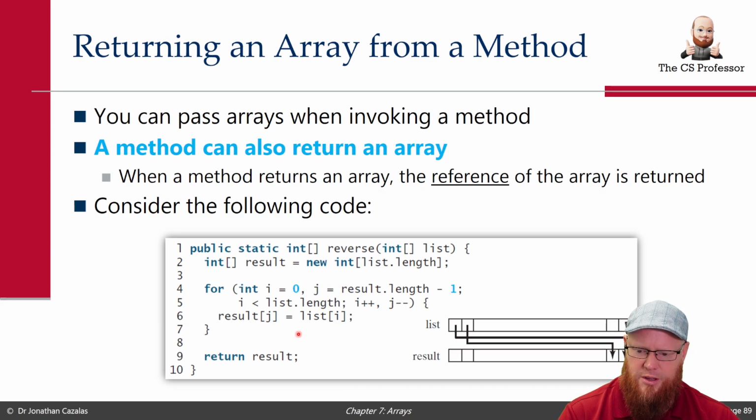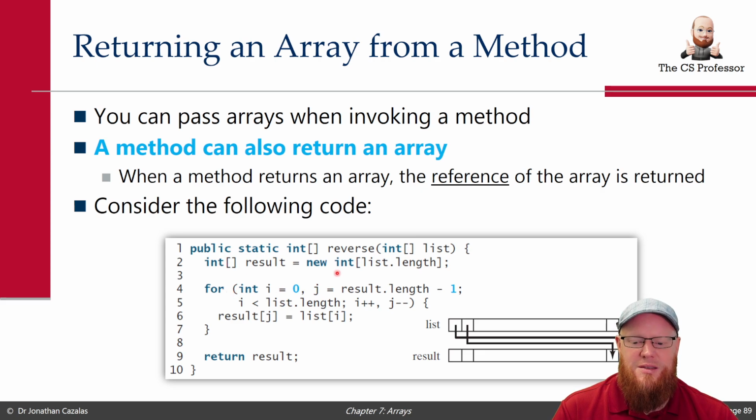So here's some code. Let's look at it. We have this reverse method. We're sending over an address to an array that we've called list. It's an array of integers. And what do we want to do inside this reverse method? We want to create a brand new array of the exact same length. That's why it says new int[list.length]. And we're calling that array result, and it's an array of integers.